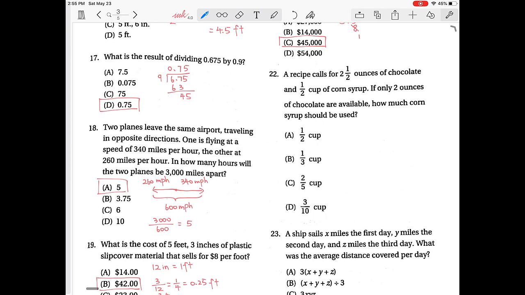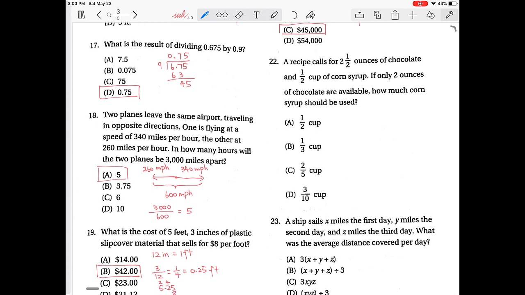Question 22. A recipe calls for 2.5 ounces of chocolate and a half cup of corn syrup. If only 2 ounces of chocolate are available, how much corn syrup should be used? So first we're going to convert cups to ounces. There are 8 ounces in 1 cup.